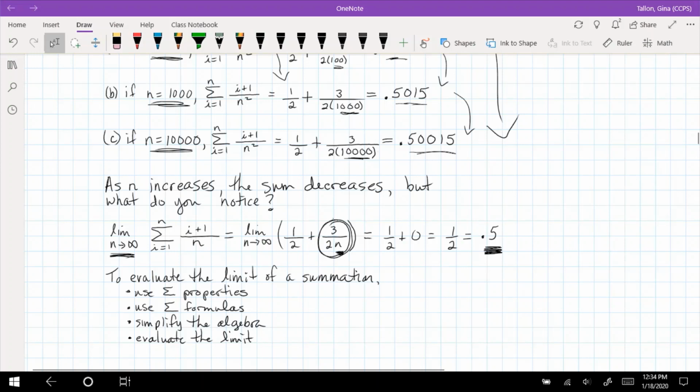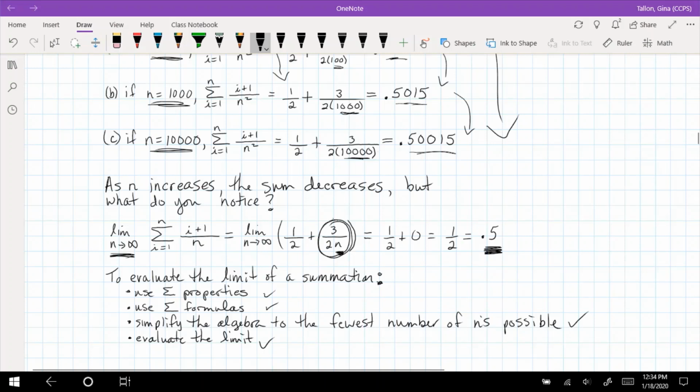All right, so to wrap this all up. To evaluate the limit of a summation, you use your summation properties first, and then use your summation formulas. That will eliminate the summation symbol in your problem. Simplify your algebra to the fewest number of n's possible. Okay, and then you evaluate your limit. And we've done a lot with limits, so we should be pretty good on that.